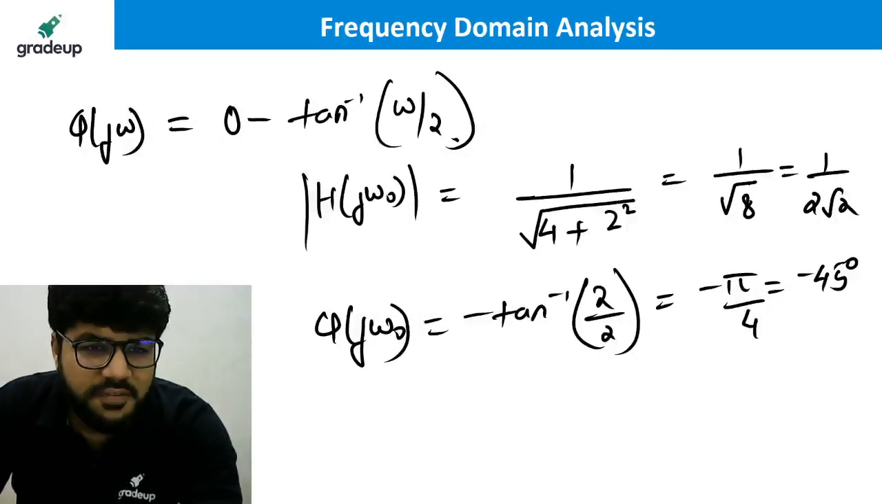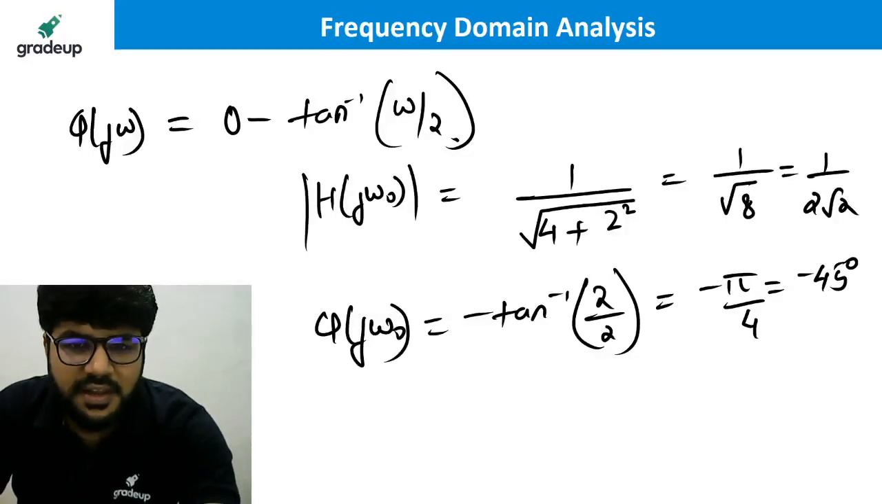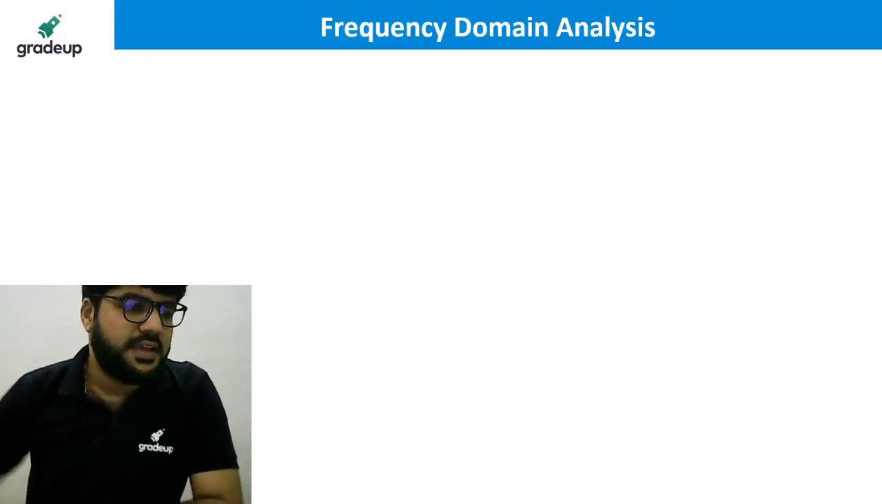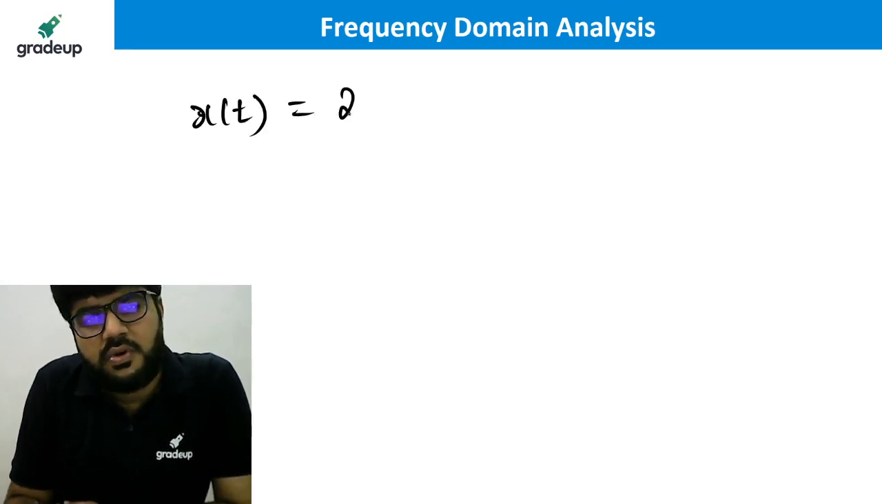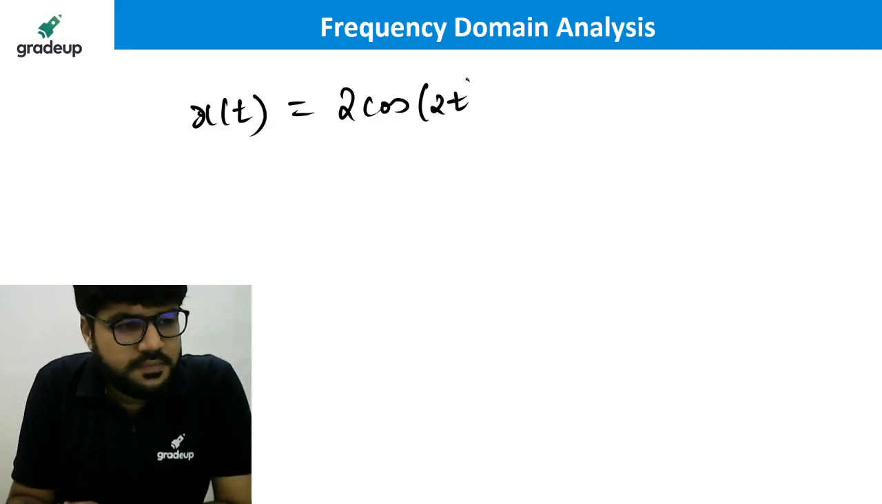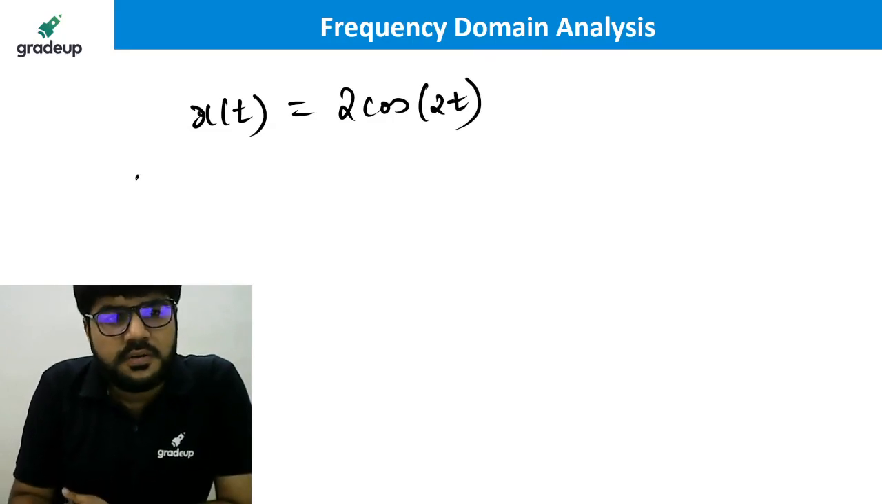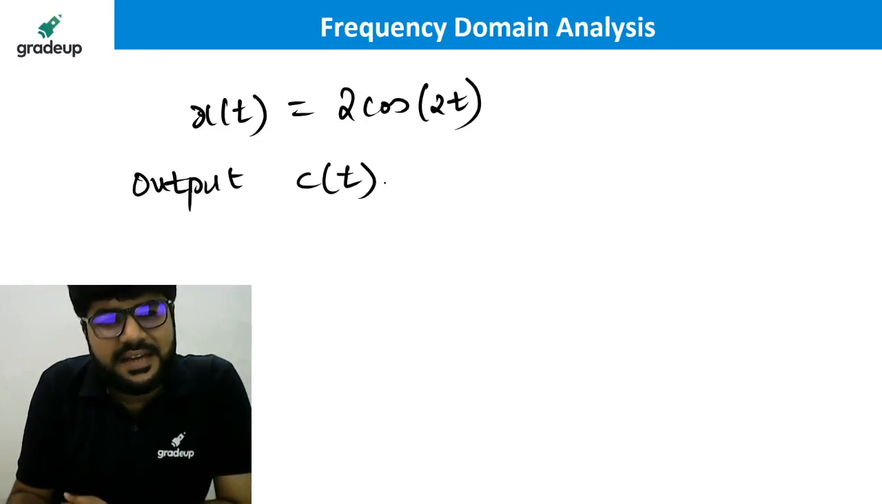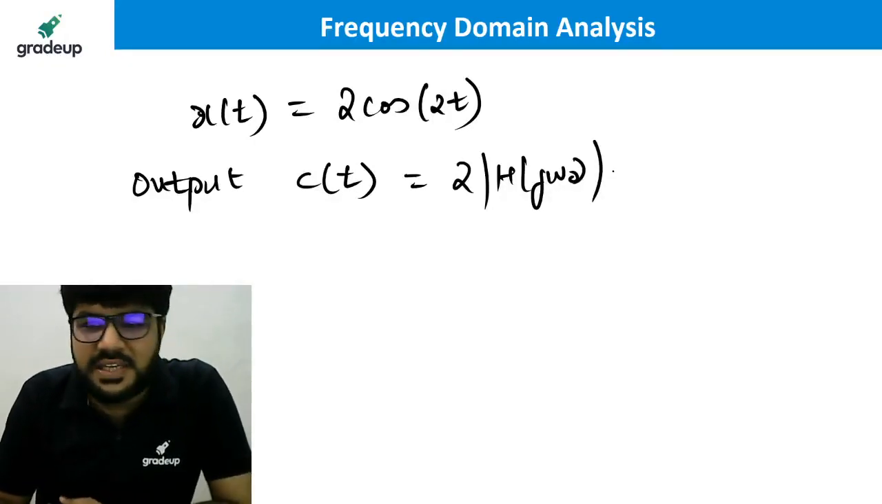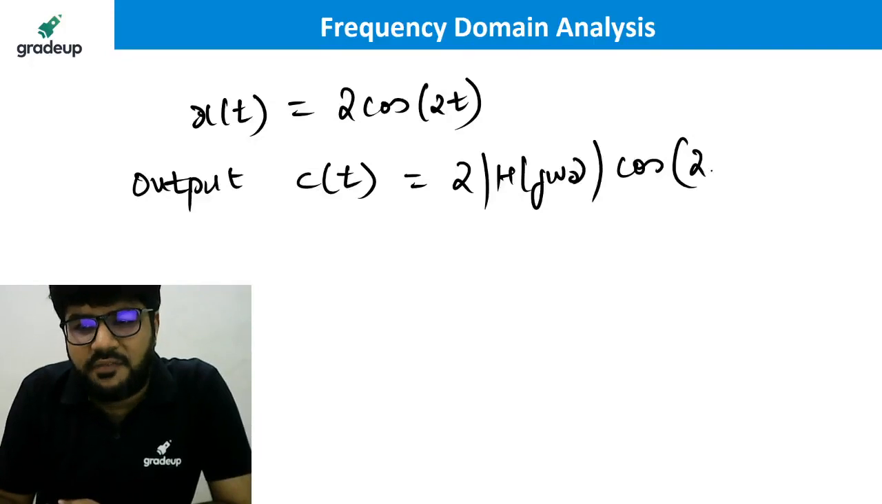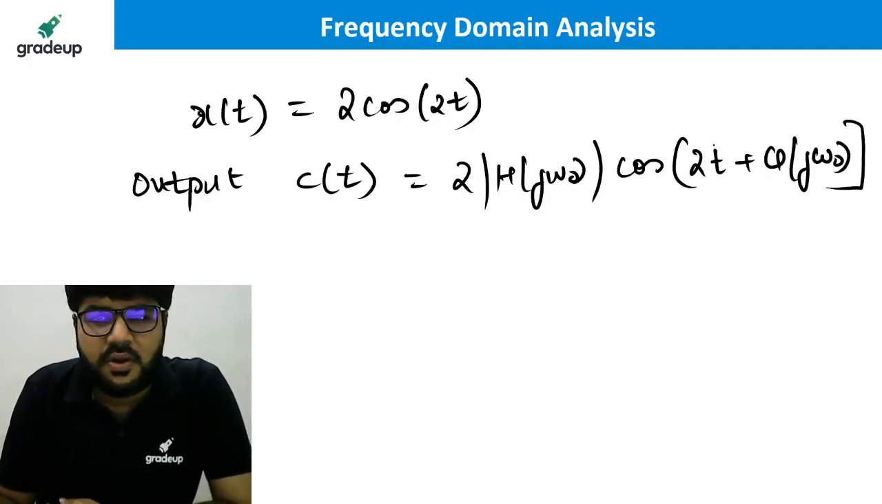Okay, so now what is the final answer? I will substitute this in the final answer. What was my input? 2 cos 2t. So what is my output? c(t) is given by 2, the amplitude of the sine, multiplied by the magnitude of the frequency response, cos, and the phase 2t added with phi j omega naught, right?